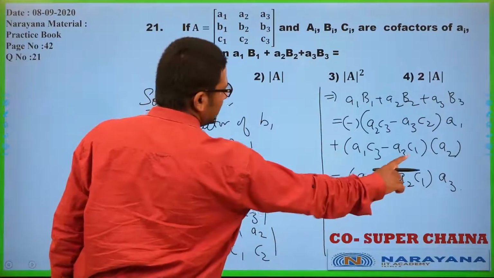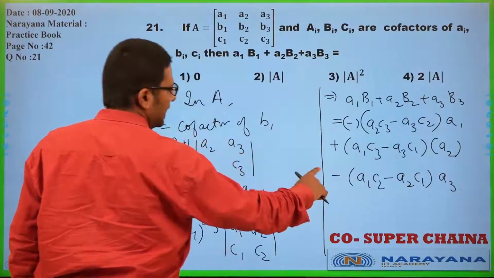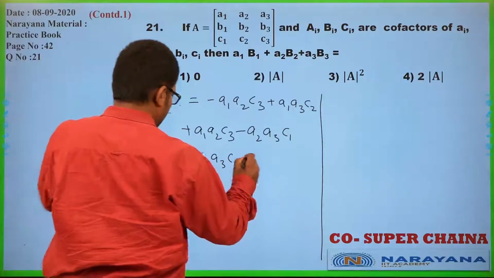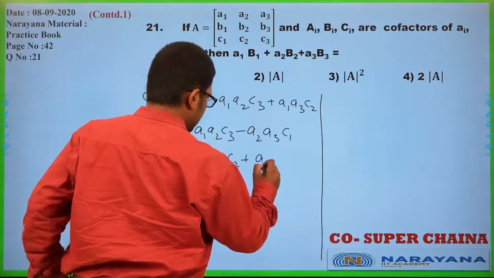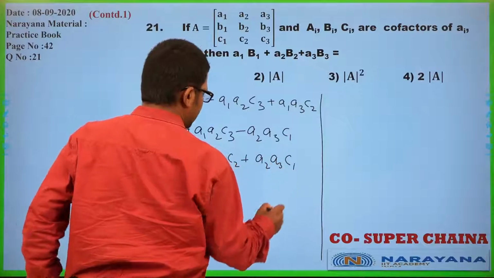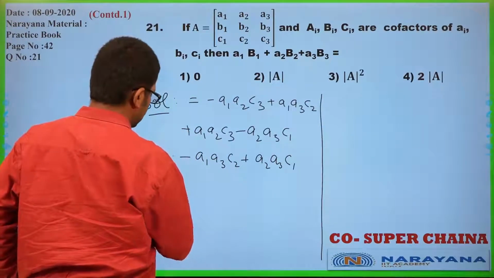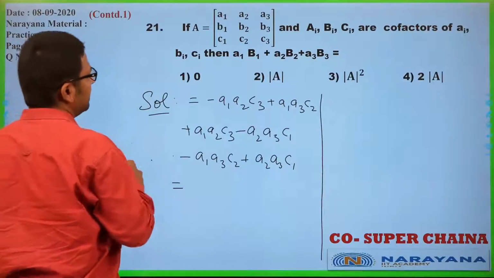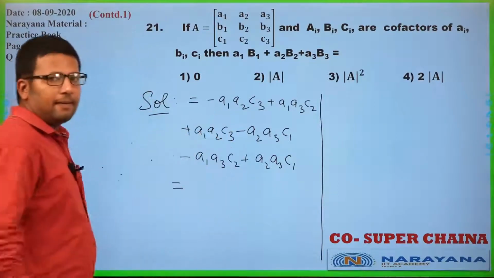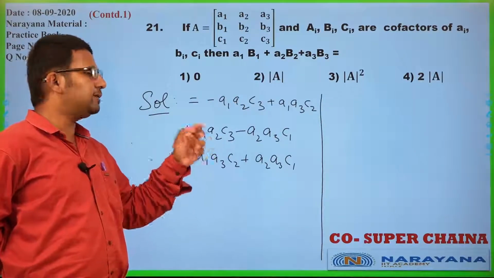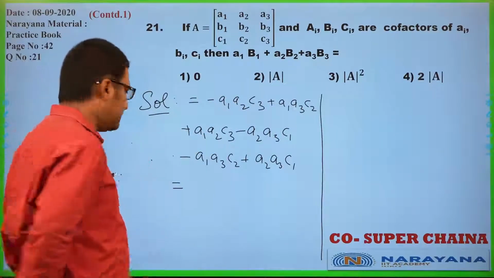and then A3 A2 C1. And minus into minus is plus. So plus A2 A3 C1. Got it? Let us see now what this simplifies to. We have minus A1 A2 C3 and there is a plus A1 A2 C3. They will cancel.